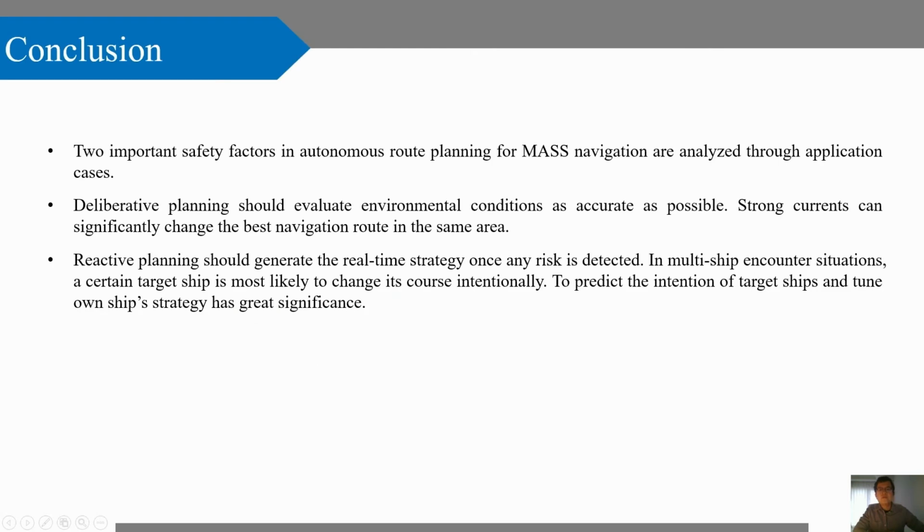Now we have a brief conclusion here. This paper analyzed 2 important safety factors in autonomous route planning for maritime autonomous ships. Environmental factors, for example, strong currents, can significantly change the best navigation route in the same area. On the other hand, when sailing in multi-ship encounter situations, accurately predicting other ships' intention can help enhance navigation safety a lot.